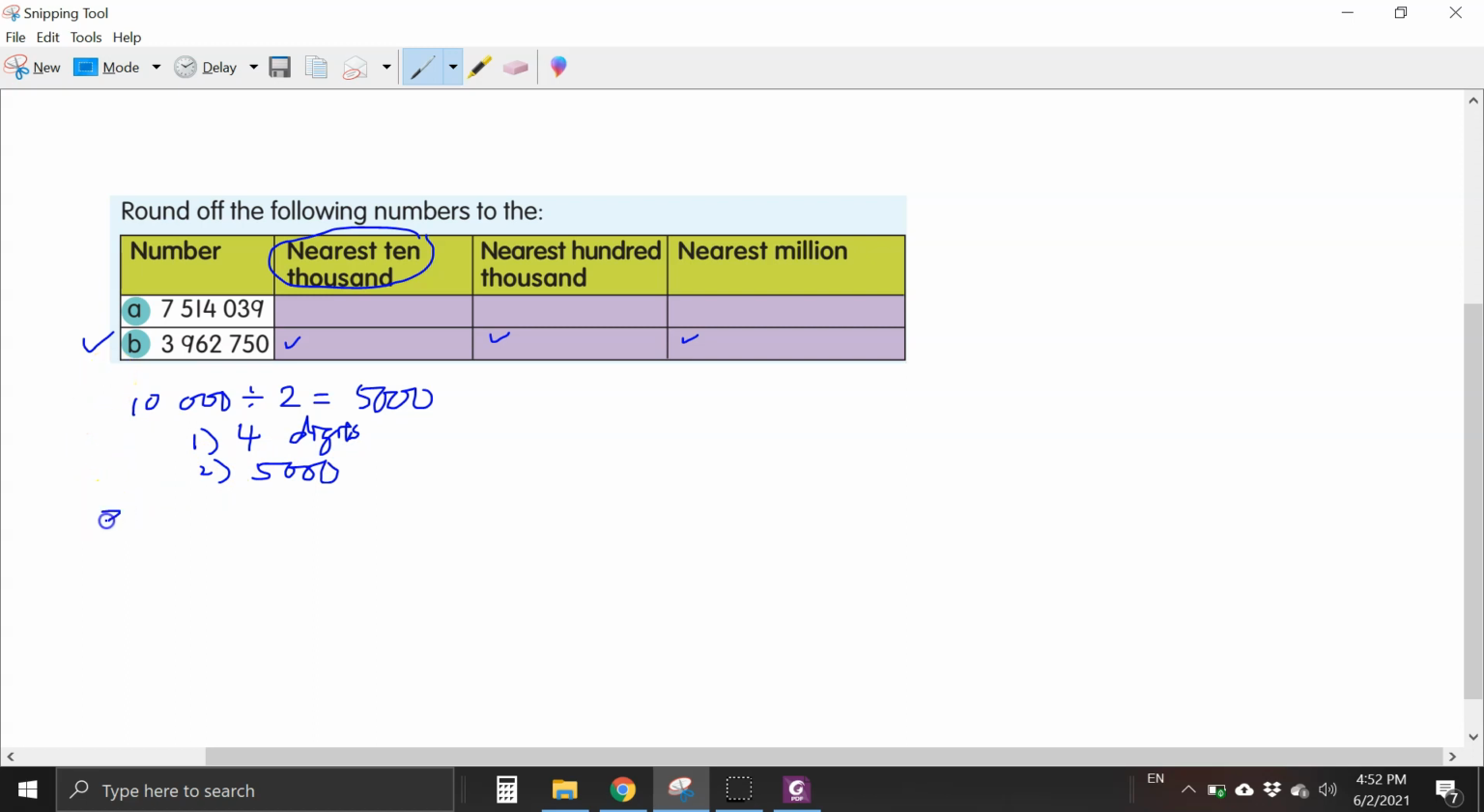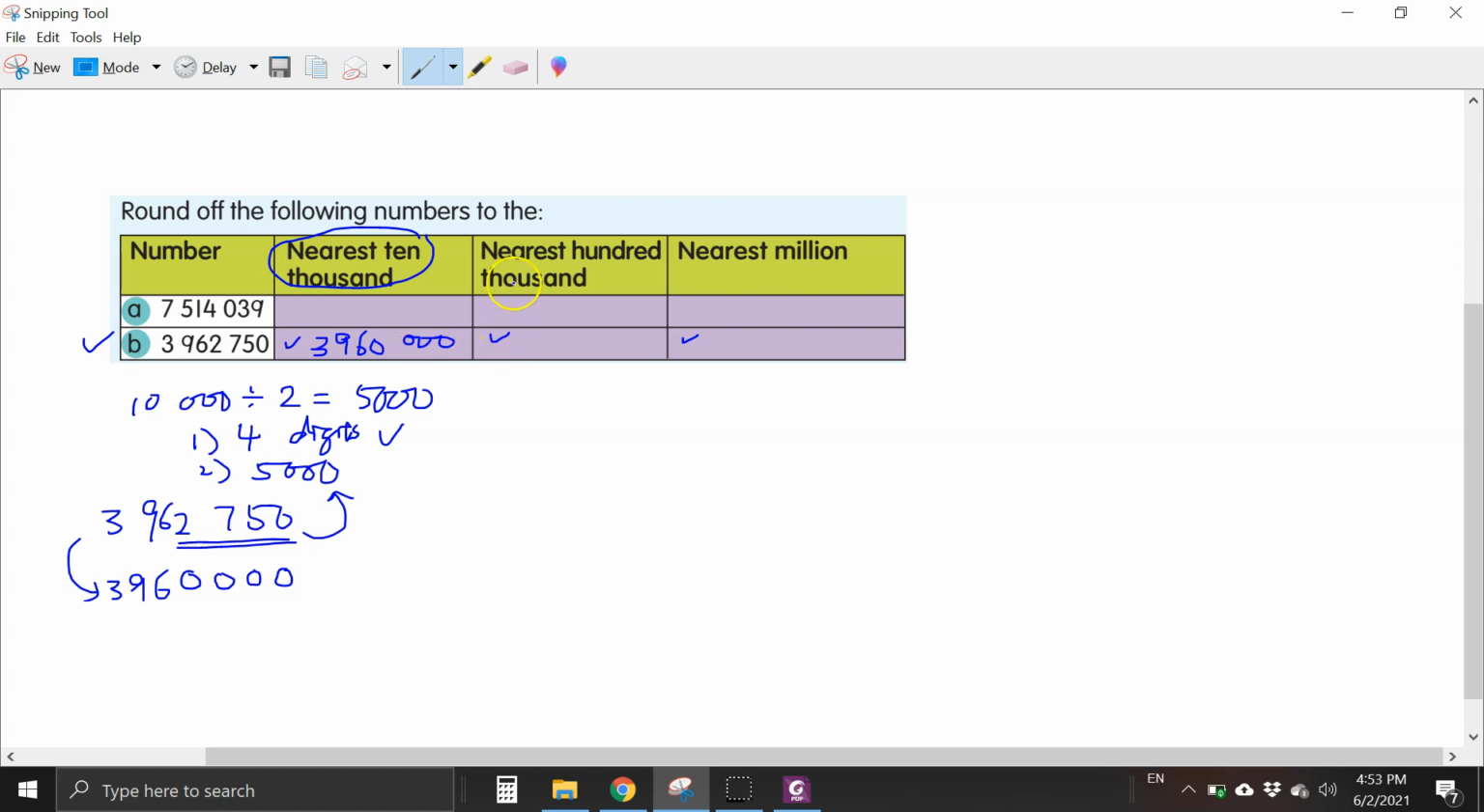Okay, so for B, the question is 3,962,750. We compare the last 4 digits, 1, 2, 3, 4, with 5,000. Is it more or less? The answer is less than 5,000. So less than 5,000, you don't have to plus 1. You just copy the number in front, change all the 4 digits to zeros. So you should get your answer 3,960,000. Okay.